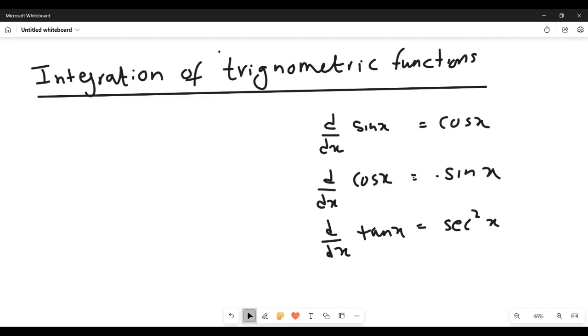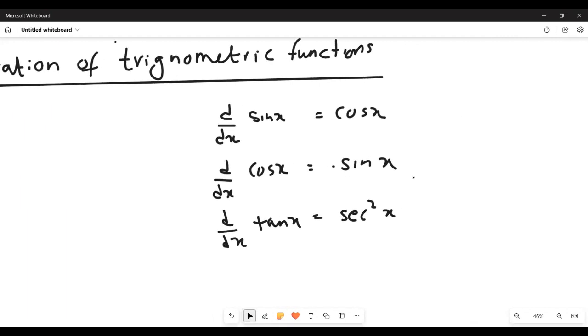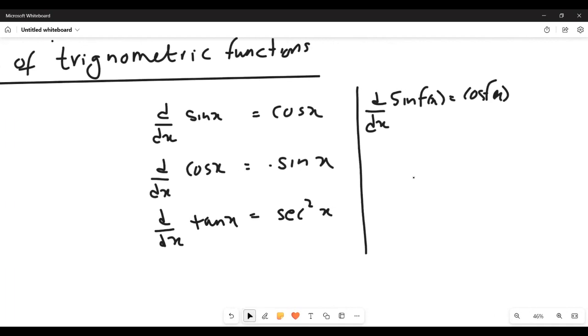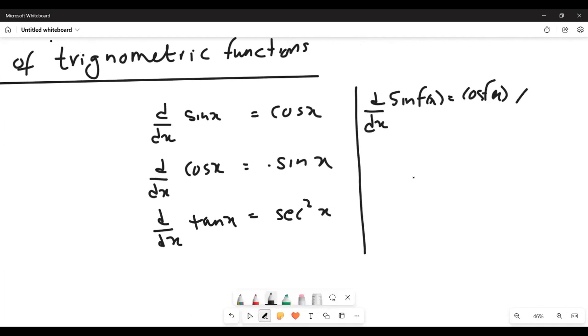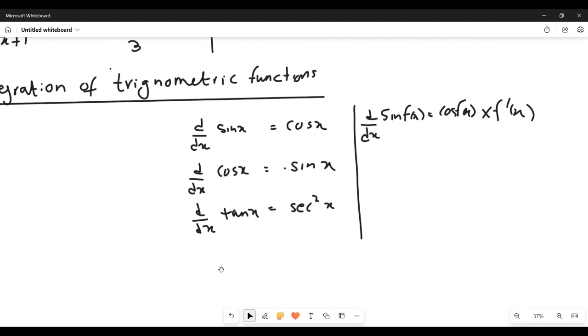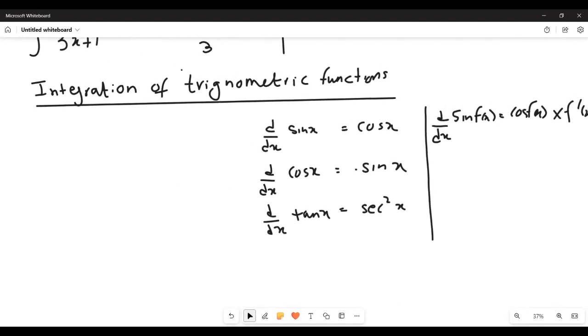And similarly, if x was replaced by fx, then we would multiply with f prime x. So if it's sine fx, then it's cos fx times f prime x. Same rule for cos and tan's differentiation. Okay, this is what we did in the last chapter.